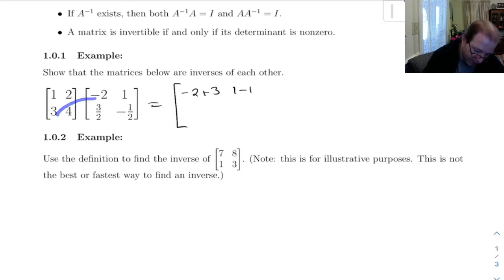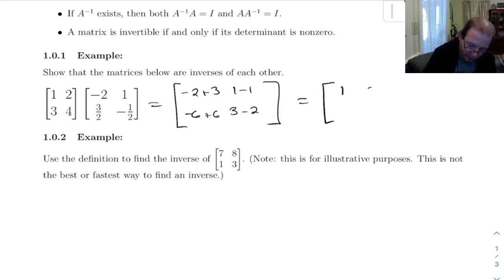Then we'll get 3 times negative 2 is negative 6, plus 4 times 3 halves, so plus 6. Then the last one we get 3 times 1 minus 4 times a half. And so sure enough, if you add this up, you get 1, 0, 0, 1. So those two matrices are inverses of each other. You could call this one A and this one A inverse, or vice versa. You could call the first one A inverse and the second one A.